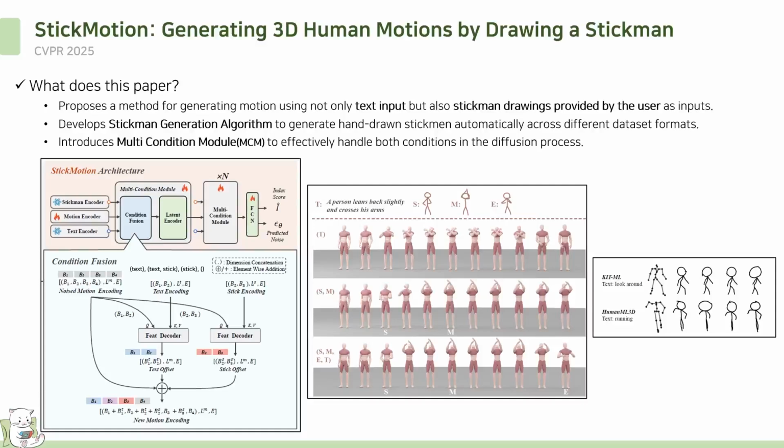The final output consists of predicted noise for denoising during the diffusion process, and index score, which determines the frame index where the given stickman drawing is positioned within the generated motion sequence. Stick Motion supports stickman figures at 3 different points: start, middle, and end of the motion sequence. The result shows that adding stickman figures improve the alignment of generated motion with user intent compared to using text alone. Thank you.